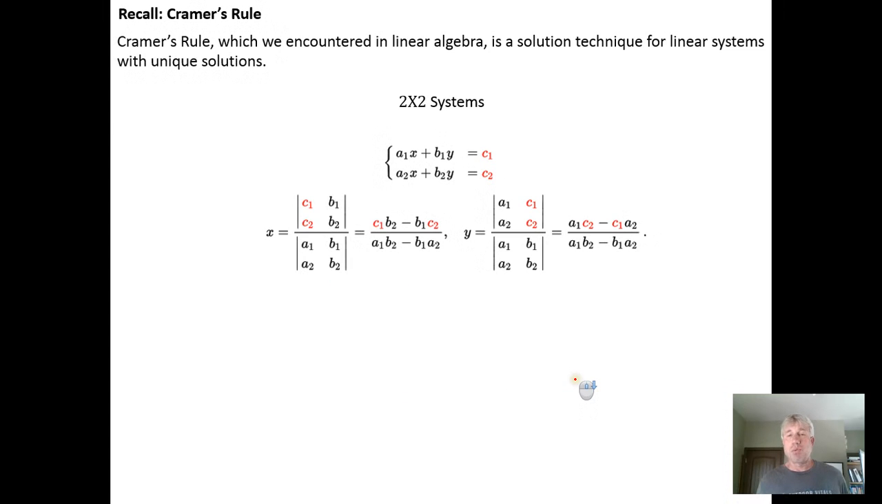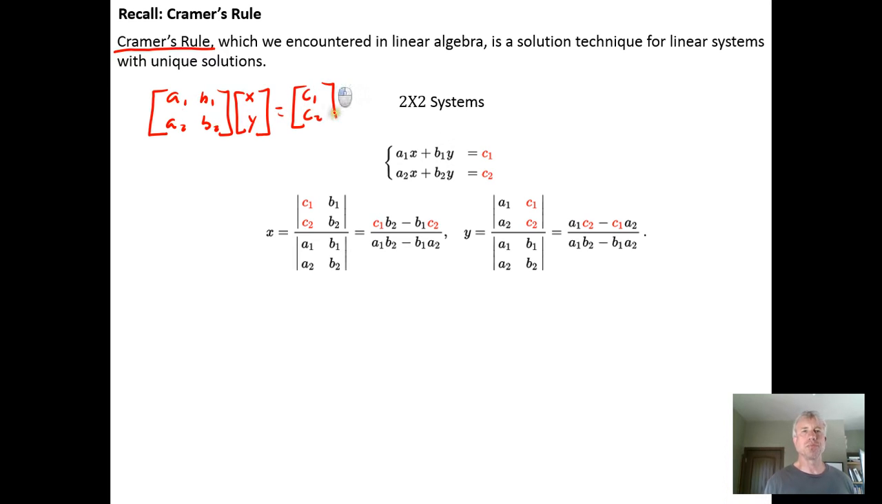So you did Cramer's rule in linear algebra. This is just here to remind you about the Cramer's rule technique. So if we had a 2 by 2 system of equations, so two equations in two unknowns x and y, in linear algebra we rewrote this in matrix form as a sub 1, a sub 2, b sub 1, b sub 2, times x y, equals c sub 1, c sub 2.